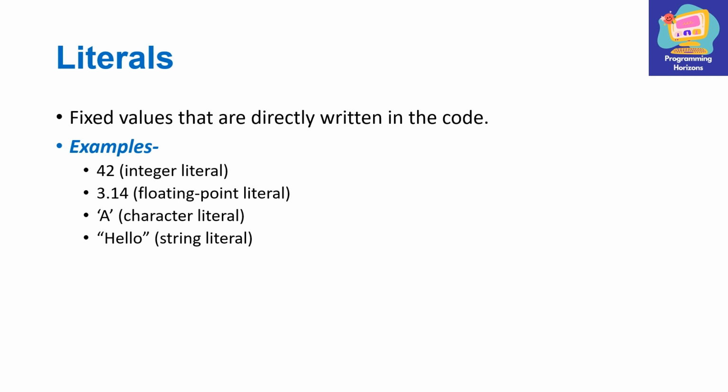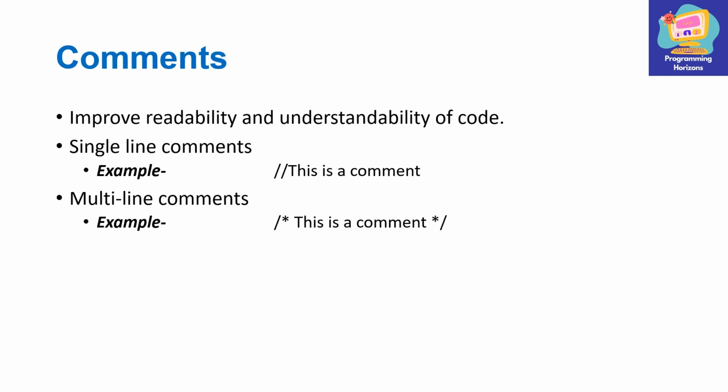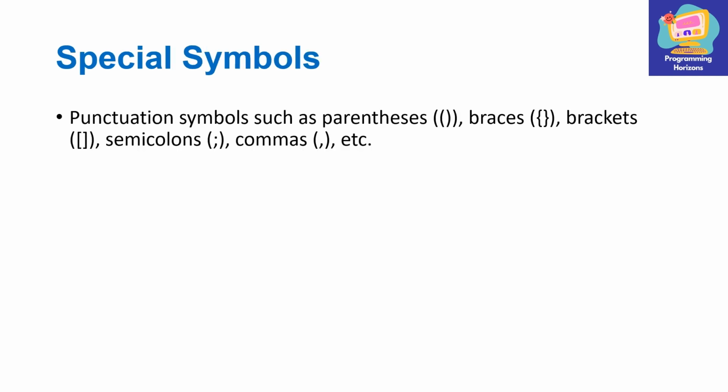Next we have comments, which are not like other executable statements. They are only written to improve readability and understandability of program code. There can be single line comments written using two forward slashes as shown in the example, or multi-line comments if they span more than one line. Next are special symbols. Just like the English language, in C++ also we have a variety of punctuation symbols which include parentheses, braces, brackets, colons, semicolons, dot, etc.